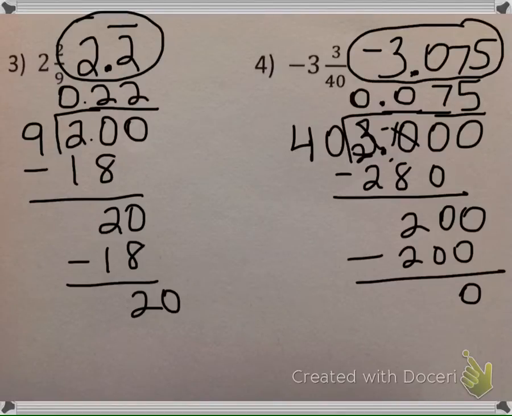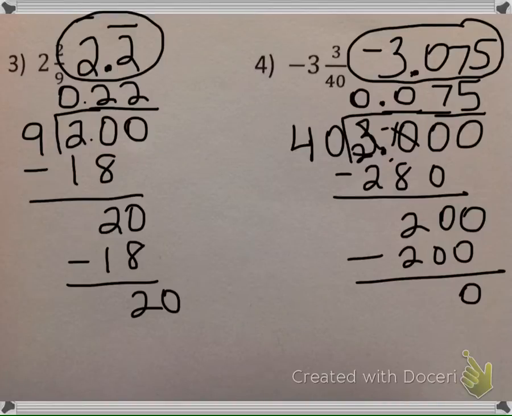Let's talk about that for a minute. Okay, 4 is a terminating decimal. It's rational. Number 3, 2.2 repeating. It's a repeating decimal. So that would be a rational number. These are all rational numbers. Well, they all started as a fraction, so obviously they're rational.